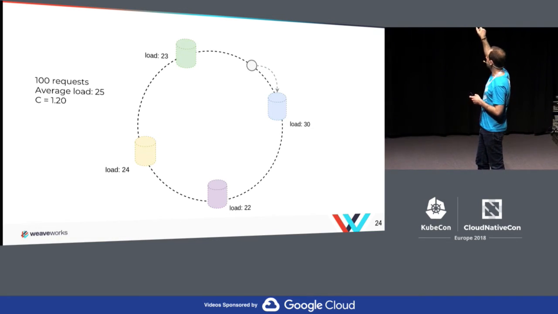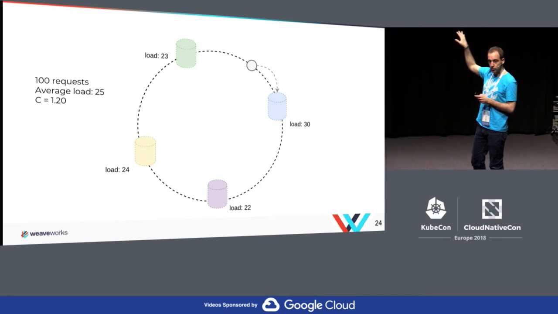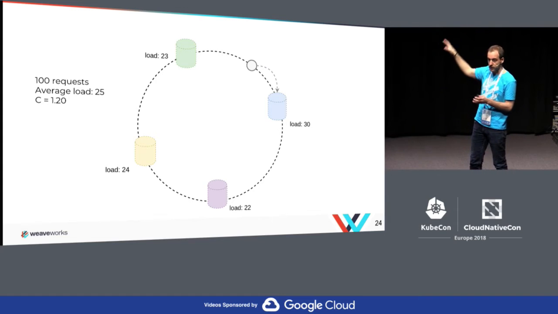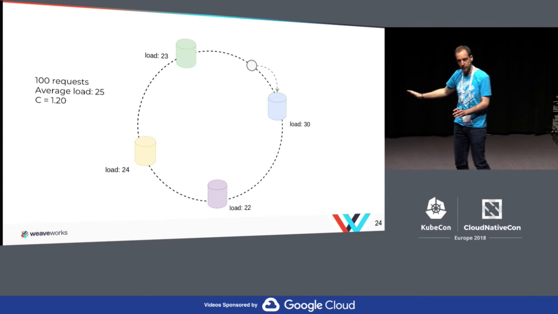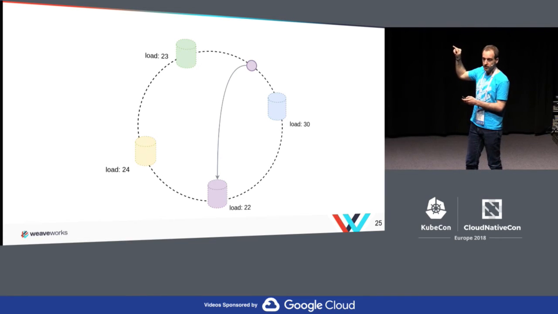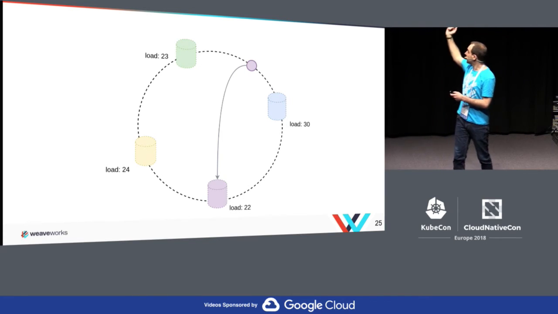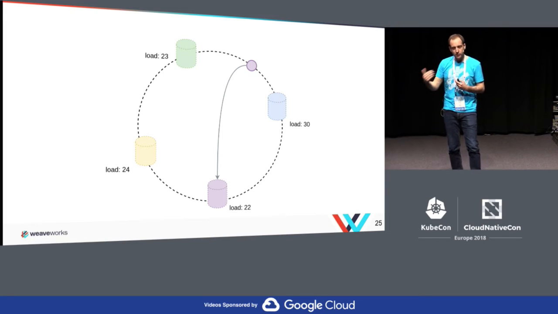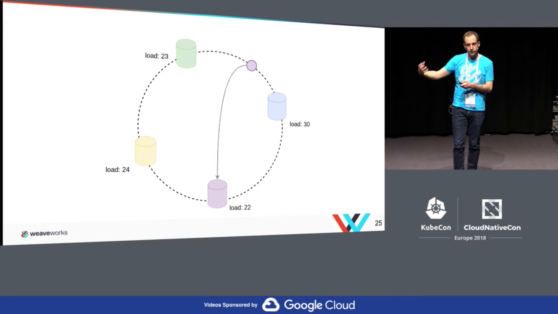When the request arrives, it should be handled by the blue one. But if the blue one handles it, that means you have 30 requests plus 1, 31 requests. And we just said, no, we don't want that. So you just pick the next one on the ring, and the purple one will handle the request. So you can imagine here that you have a mix: affinity, where you try to stick your sessions or your users to the same endpoint, but if the endpoint is too loaded, then you go to the next one.